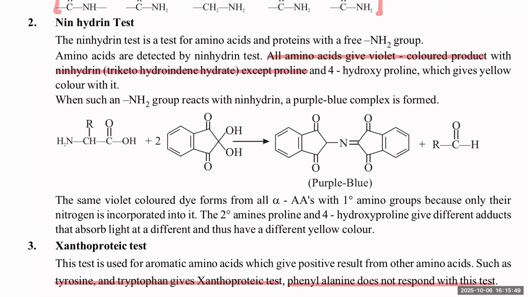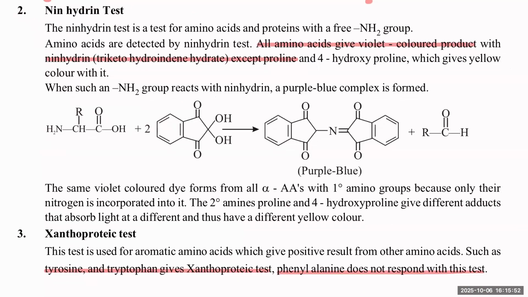See, next one is the ninhydrin test. The ninhydrin test is a test for amino acids and proteins with a free NH2 group. This is with a free NH2 group. Okay, if amino acids are detected by ninhydrin, all amino acids will give a violet color product with ninhydrin except proline.